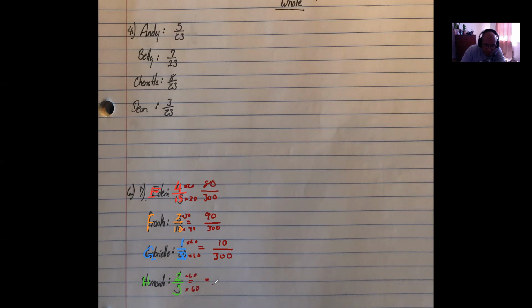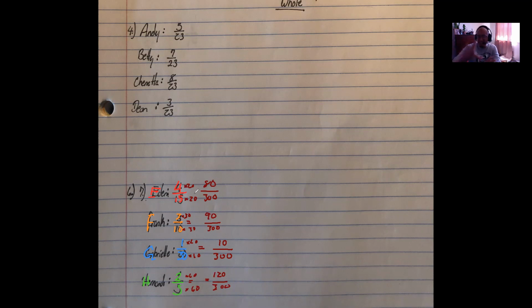So Hernando received, so 2 times 60 is 120, 120 out of the 300 votes. So really what they did is they simplified each of these fractions, 80 out of 300, 90 out of 300, 10 out of 300, 120 out of 300 to make these simpler fractions with smaller numbers.